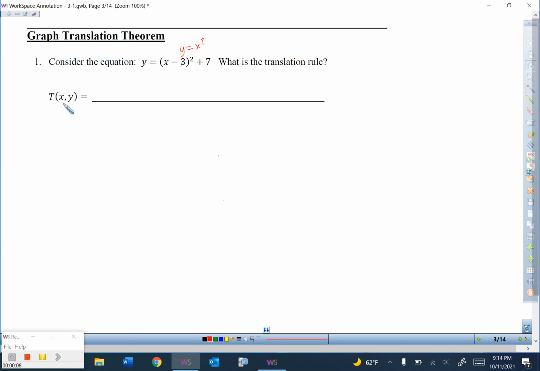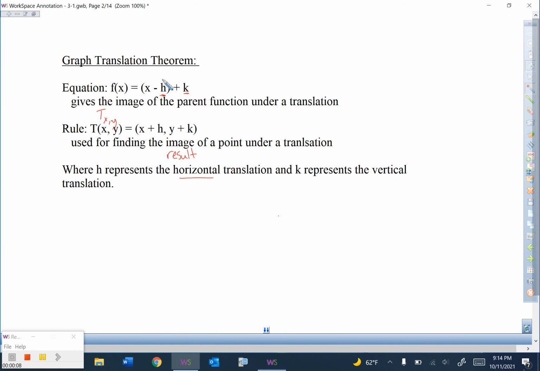The T is for translation. That XY is going to start out with always. And then what we're going to do is write a big ordered pair that's been changed. So instead of XY, we're going to have something dealing with these numbers on the inside. And the relationship is just exactly opposite. I'll flip back here real quick. When we see a minus H, we'll write plus H on the rule, and vice versa. They just flip-flop. Whereas the K stays exactly the same.